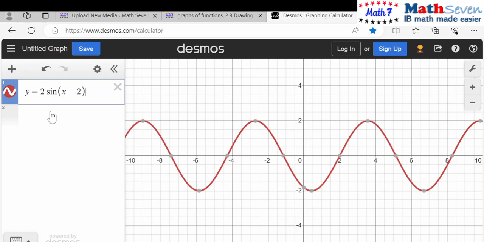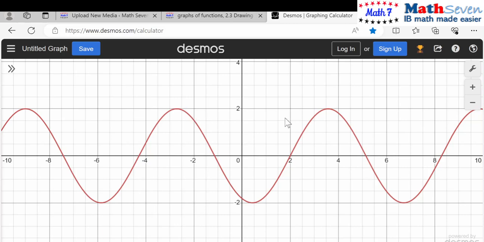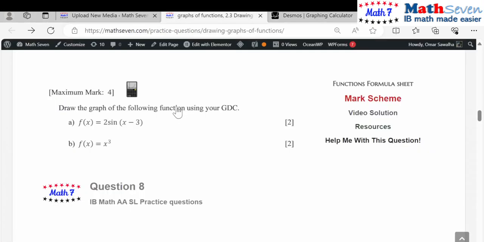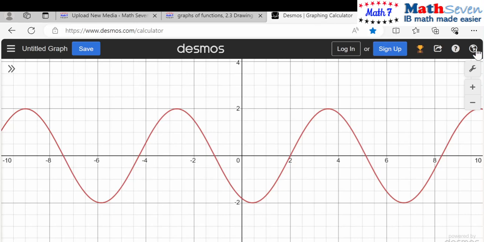Sorry, there you go. So the first thing we can notice from this graph, students, is this function, 2 sine x. The number 2 takes your graph up to 2 and down to minus 2. So the vertical distance from the x-axis goes up to 2 and goes down to minus 2. That's the first thing I want to highlight here.